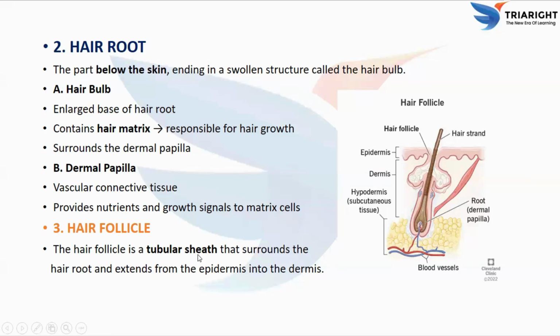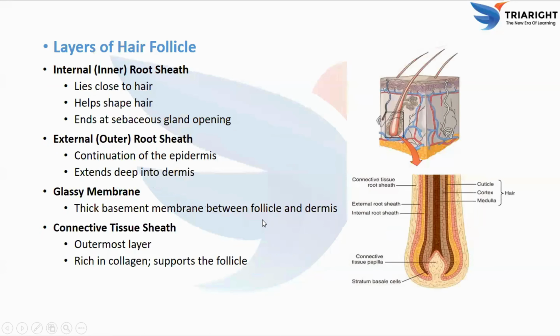Hair follicle. The hair follicle is a tubular sheath that surrounds the hair root. It acts like a protective socket for the hair. It extends from the epidermis down through the dermis and sometimes into the hypodermis. You can see the layers of the hair follicle in this slide. You have 4 layers: the internal root sheath, external root sheath, glassy membrane and connective tissue sheath.